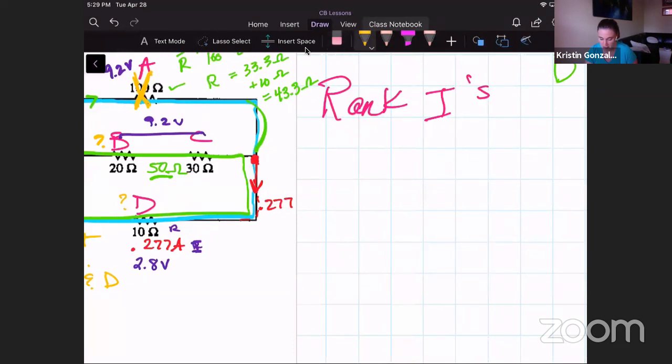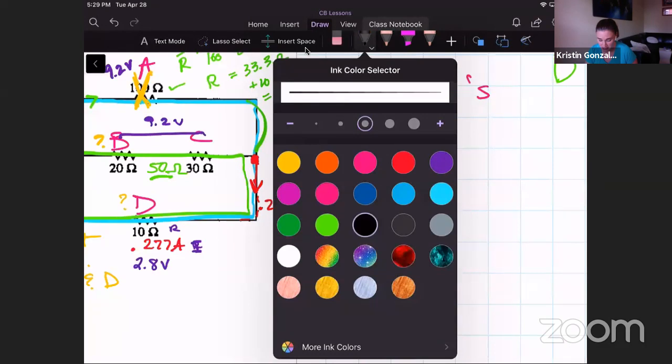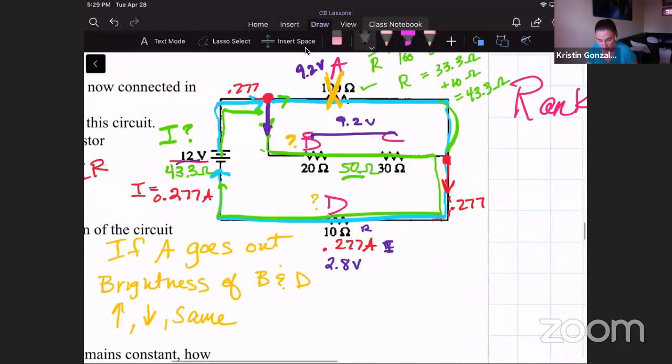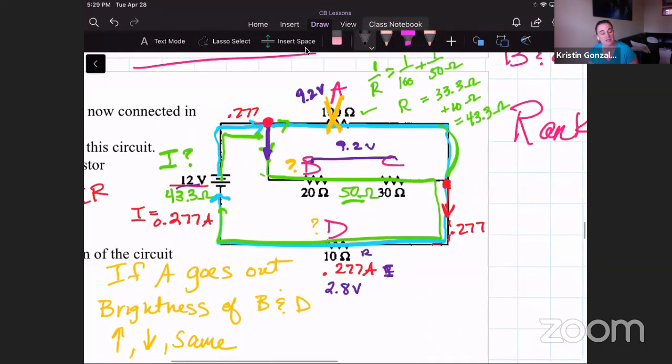So here's how I want you to attack these kinds of problems. When you're being asked to make predictions about things, when one thing goes out, and we're looking at, like, if these are light bulbs and we're looking at brightness, well, what does that relate to? It relates to power. But what I want you to look at is, how is your circuit changing? Are things going from series to parallel, or from parallel now to series? And how does that affect your total resistance and therefore the current, right? Because my resistor B is still going to have 12 ohms of resistance, and D is still going to have 10 ohms of resistance.